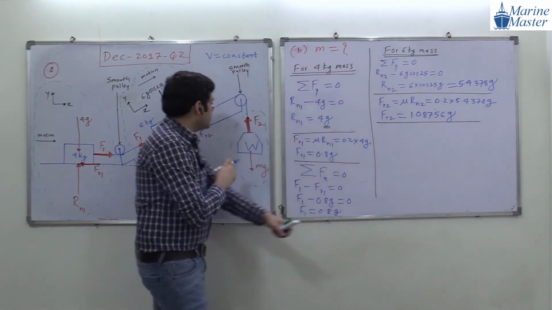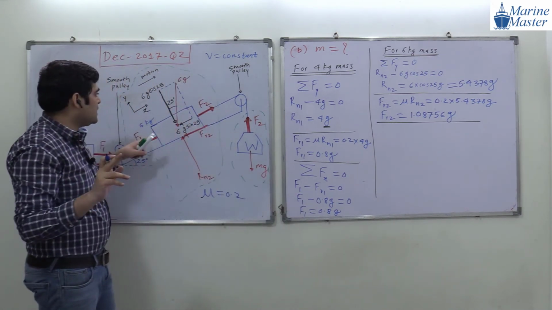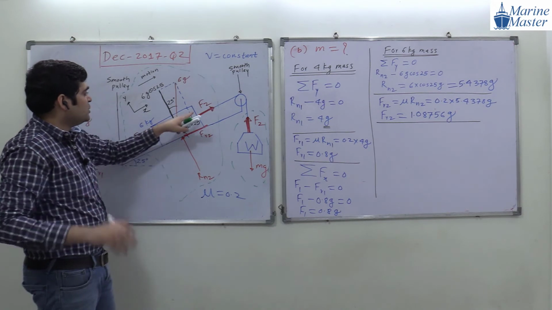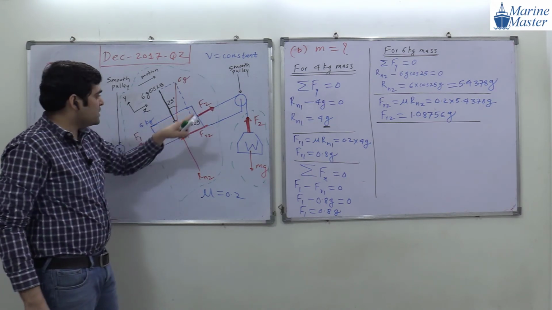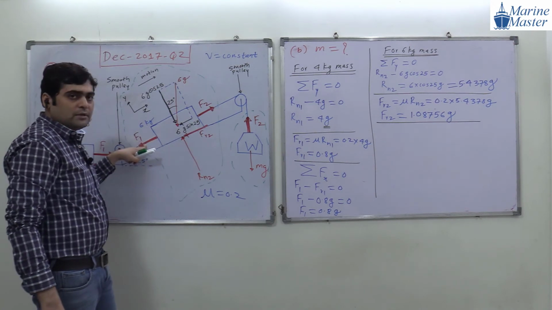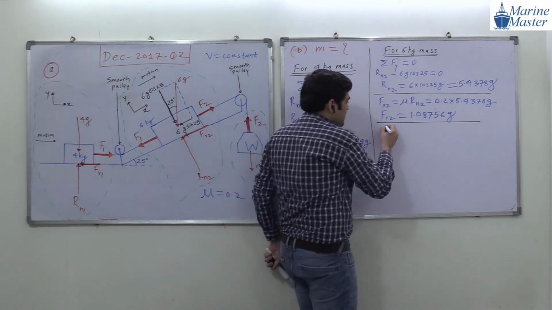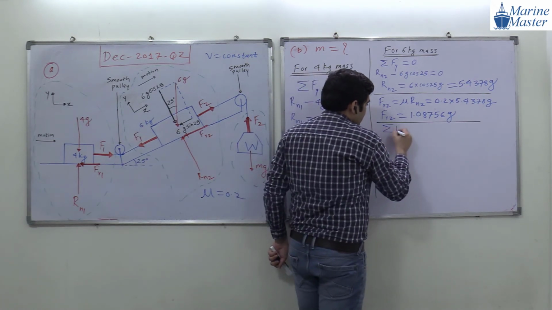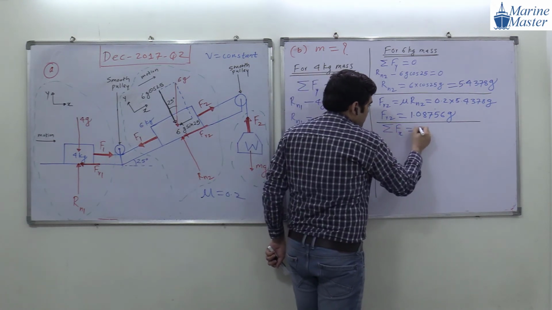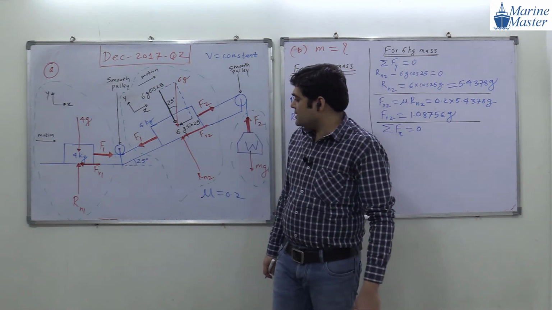Then what are we going to take? Summation of forces in x direction. What are the forces here in x direction? F2 is in the positive x direction. 6g sin 25 is in the negative x direction. F1 is in the negative x direction. So summation of forces in x direction is equal to what, guys? 0.